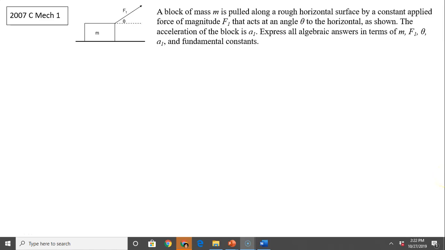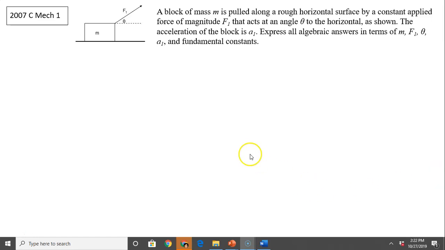Now we are continuing on applications of Newton's laws. Here is an example from 2007 Mechanics C, question number 1. A block of mass m is pulled along a rough horizontal surface by a constant applied force of magnitude F1 that acts at an angle theta to the horizontal. The acceleration of the block is a1. Express all algebraic answers in terms of m, F1, theta, a1, and fundamental constants.